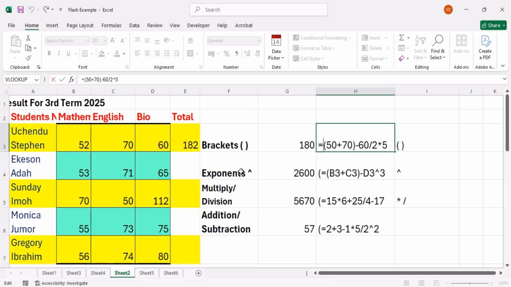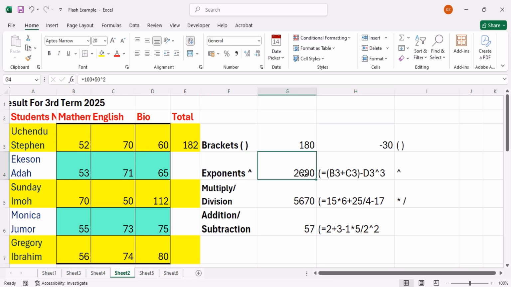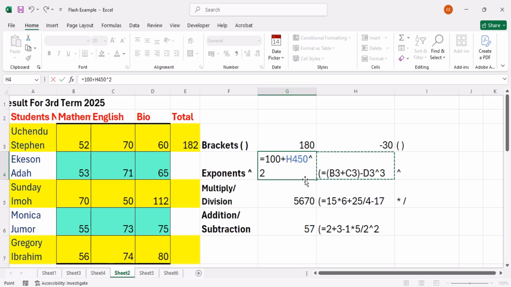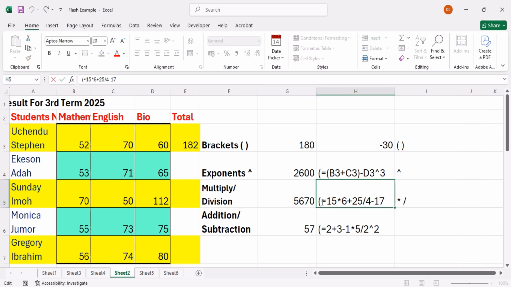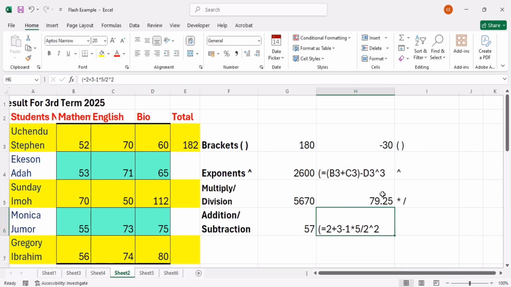2. Exponents. Calculations involving raising to the power of a number come first before other operators. 3. Multiplication and division. Multiplication and division have the same precedence. They follow exponents in operators' order. Since both have the same precedence, calculations involving both in the same formula are executed from left to right.